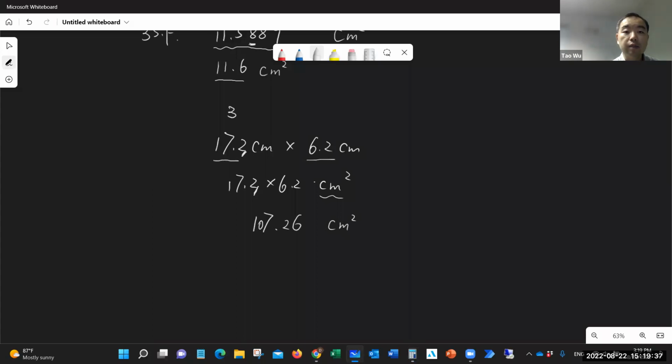Now we're going to keep the least sig fig. This one has 3 sig figs, this one has 2 sig figs. So we're going to keep 2 sig figs for the final answer. How do we keep these 2 sig figs? Hopefully you can still read it. 1, 2, right? We keep 1 and 0, and look at the next one, which is 7. The next one is a 7, so you're going to round it up.